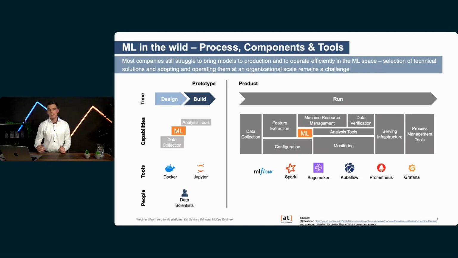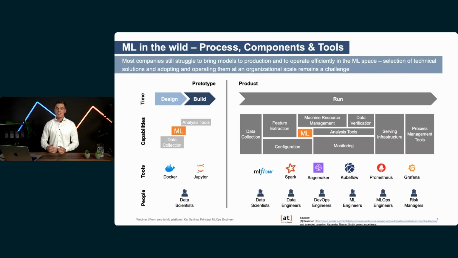So for that reason, you need to add additional skills and as such additional roles to make that step from prototype to product. What does it mean? Well, we need to talk about data engineers. You might need data engineers in your project. You need DevOps engineers or ML engineers. So the ML engineers set up the training pipeline, the inference pipeline, or maybe you even need MLOps engineers like myself to set up the infrastructure where the training pipelines are running on.